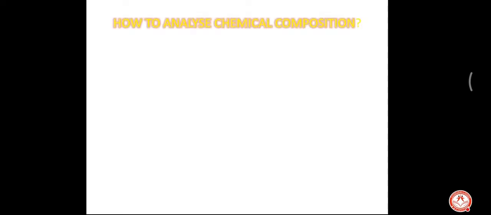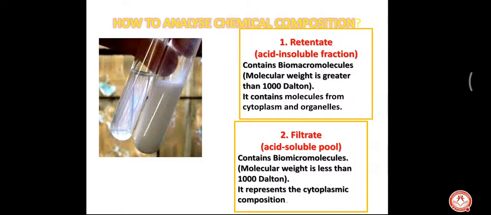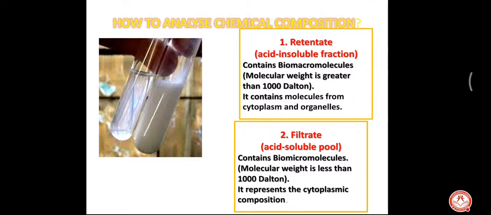Now, how to analyze chemical composition, that is, which organic or inorganic compound, or we can say biomolecule, is present in a living system. For this, one activity is done in which the living tissue is taken, ground with a TCA solution, and then filtered. When it is filtered, one is the filtrate and another is the retentate. In the filtrate we get the acid soluble pool, and in the retentate we get the acid insoluble fraction.